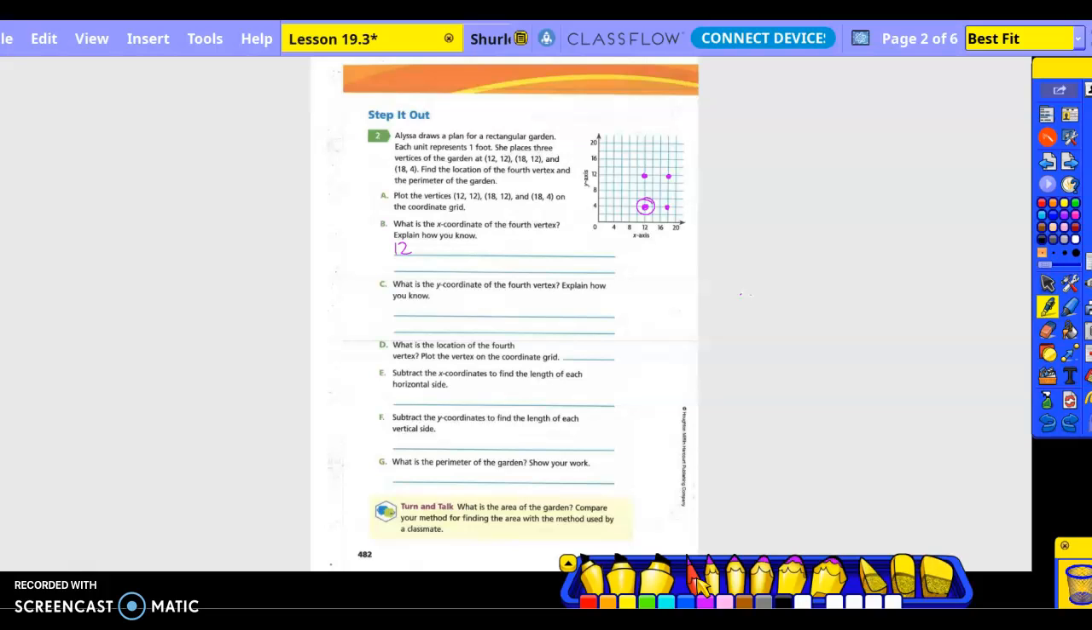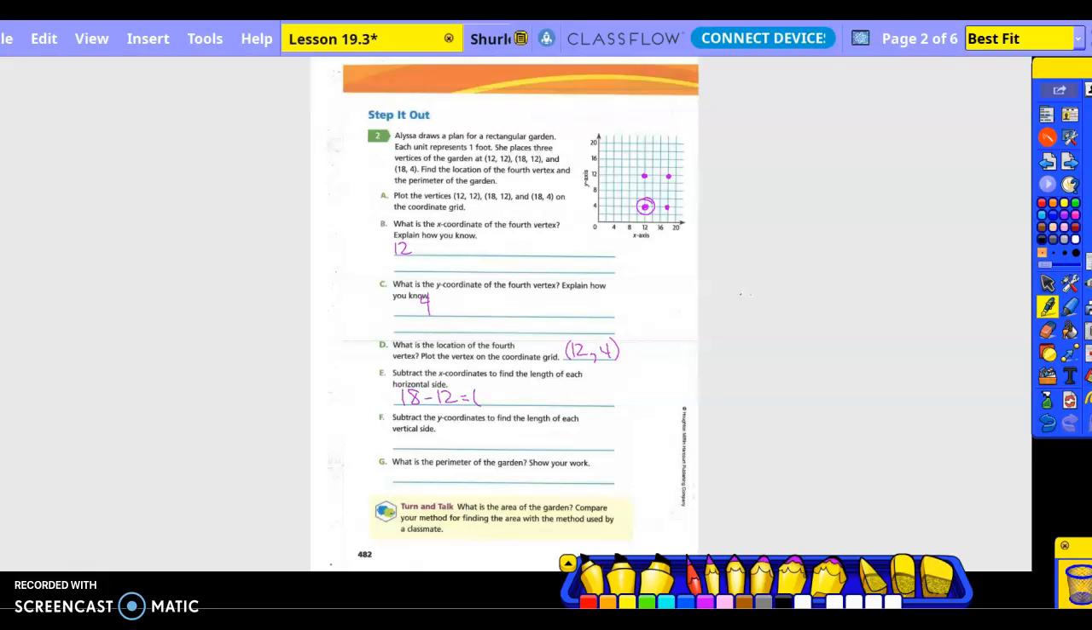What is the location of the fourth vertex? So we put our parentheses. What was our x? 12, and our y was 4, forgot to write that there. There you go. Subtract the x coordinates to find the length of each horizontal side. Okay, so what would we do? What's our longest one? 18, right? And our shortest one is 12.